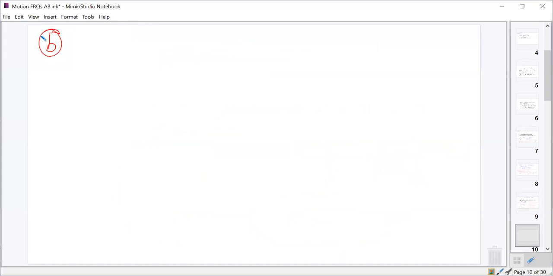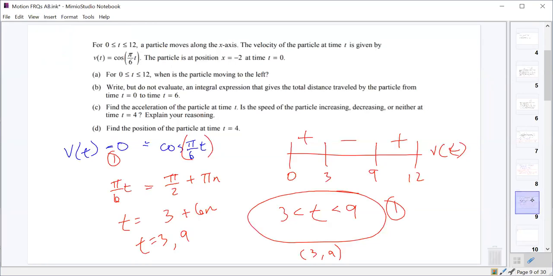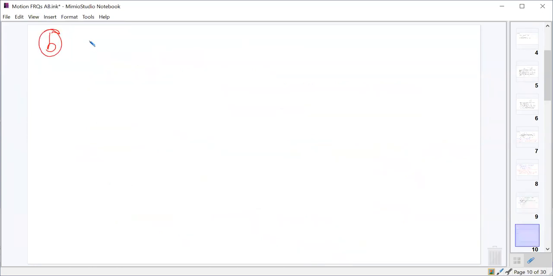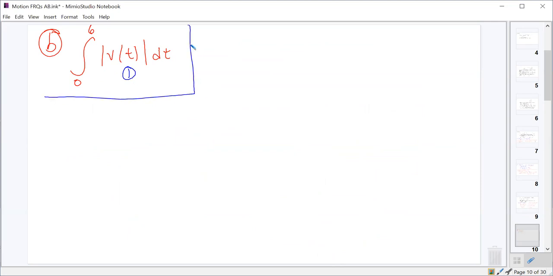All right. Part B. We're going to write but not evaluate an expression to give the total distance traveled. That should be easy. Part B, the total distance traveled. We know that total distance traveled is just the integral of speed, which is the absolute value of velocity. And I don't remember what interval they said. I think it was 0 to 6. If that's not right, tell me, but I think it was 0 to 6. It was. Oh, great. And that was worth 1 point. Part B, nice and easy part there.